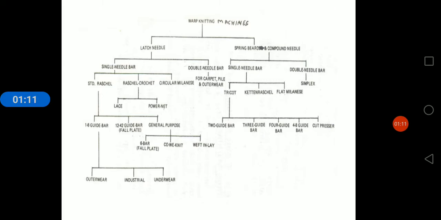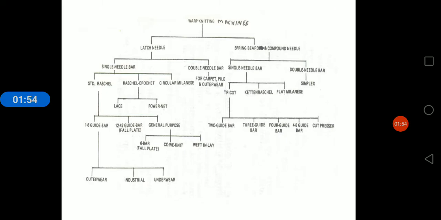After that, in the single needle bars there are different types of machines we use, that is raschel machines, crochet machines and circular machines. The double needle bars are for carpets and pile, and outerwear machines will be used. In spring beard needles with single needle bars, tricot machines, raschel machines and flat Milanese machines will be used, and double needle bars in simplex machines only. In the double needle bar, raschel is used for lace and power nets. Laces means socks, shoe laces, and power nets means, for example, mosquito bats.